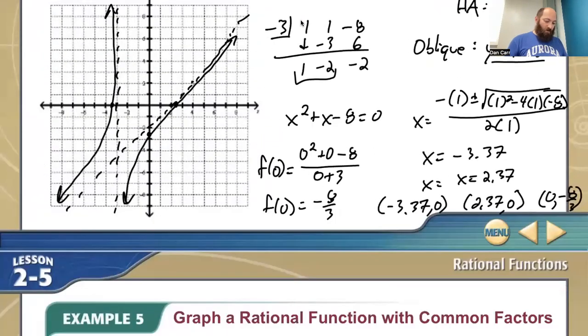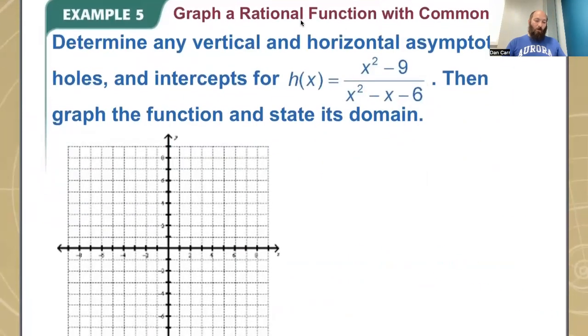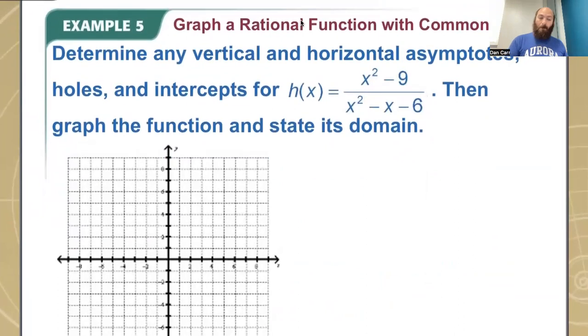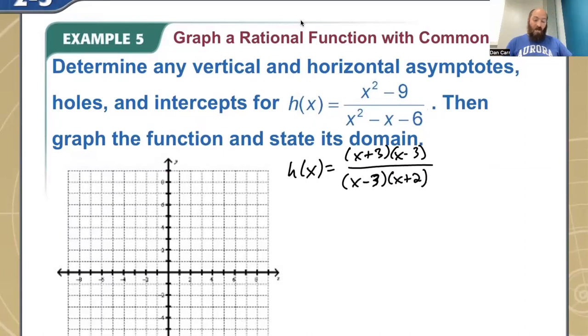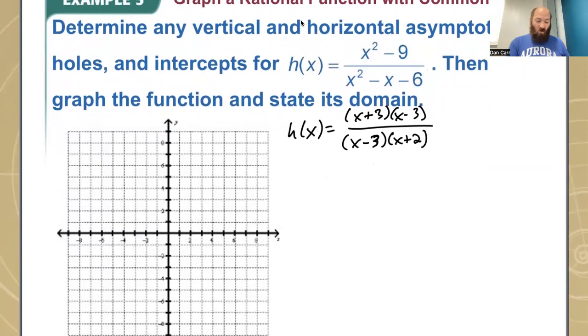The next scenario to talk about is what happens when we have a removable discontinuity and what creates that. So determine any vertical and horizontal asymptotes. I'm going to first start off by factoring my numerator and denominator so I can see some of these pieces. X squared minus 9 is going to be x plus 3 and x minus 3. In my denominator, I'm going to have x minus 3 and x plus 2. Right away, I'm going to talk about what creates the hole. Normally, if I go to my vertical asymptotes, I would have two of them. I can see this and this.